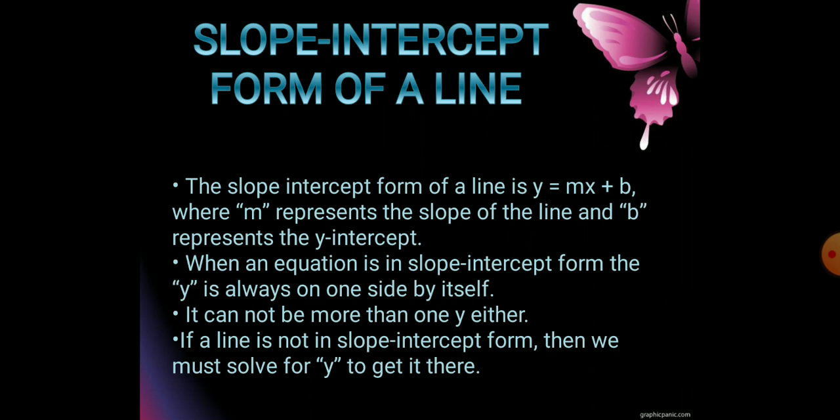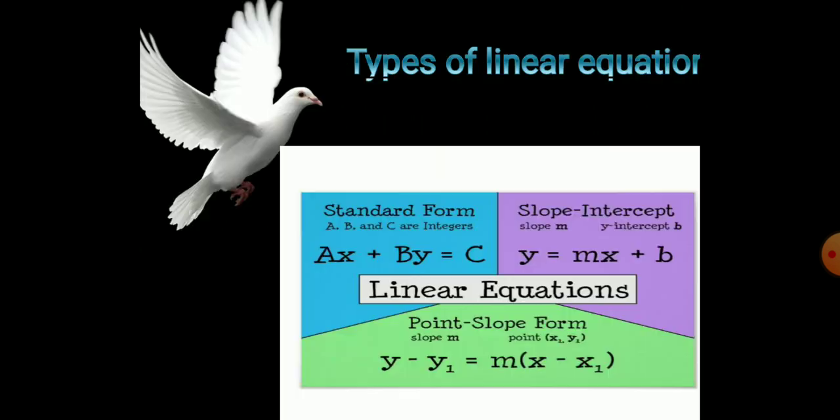Slope intercept form of a line. The slope intercept form of a line is y = mx + b, where m represents the slope of the line and b represents the y-intercept. When an equation is in slope intercept form, the y is always on one side by itself. There cannot be more than one y either. If it is not in slope intercept form, then we must solve for y to get it there.